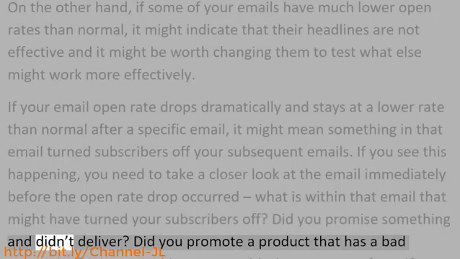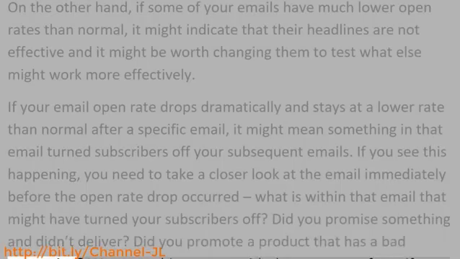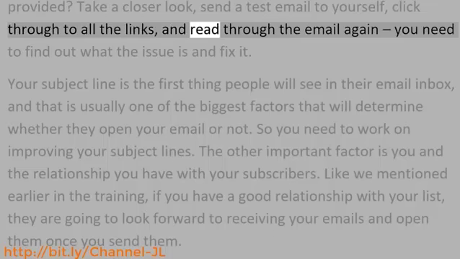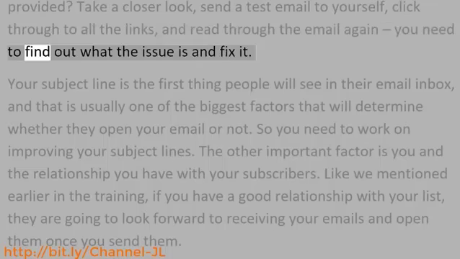Did you promise something and didn't deliver? Did you promote a product that has a bad reputation? Was something wrong with the content or free gift you provided? Take a closer look, send a test email to yourself, click through to all the links, and read through the email again. You need to find out what the issue is and fix it.